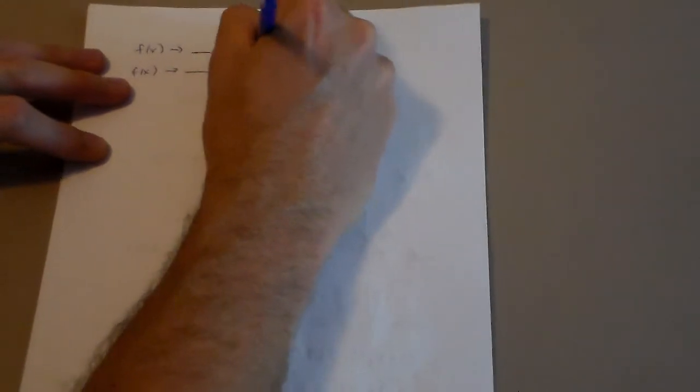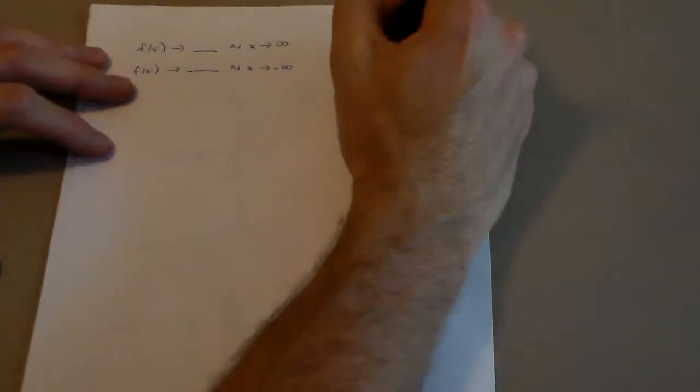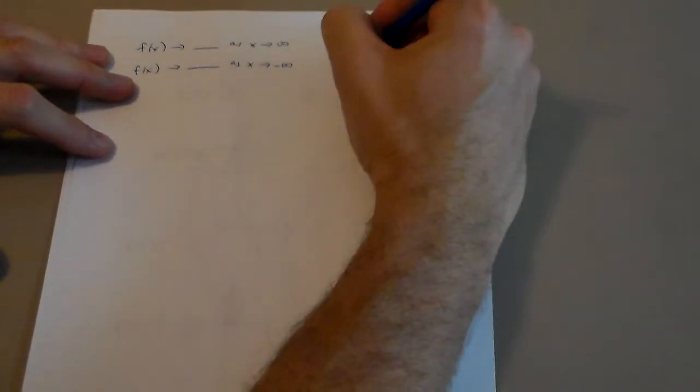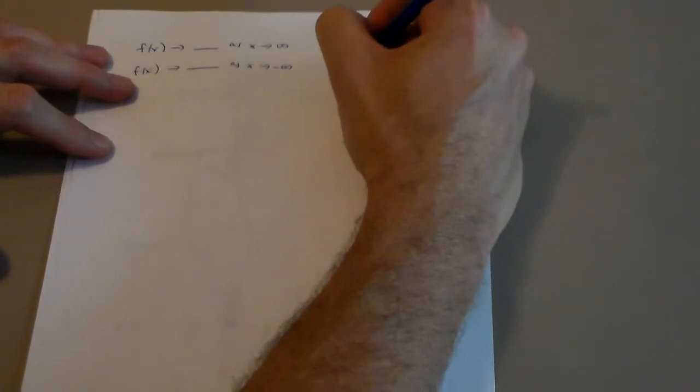f of x goes to blank as x gets big. f of x goes to blank as x gets small. Okay, so we're going to look at this graph, y equals x, and we're going to describe it. Well, that's the graph y equals x.